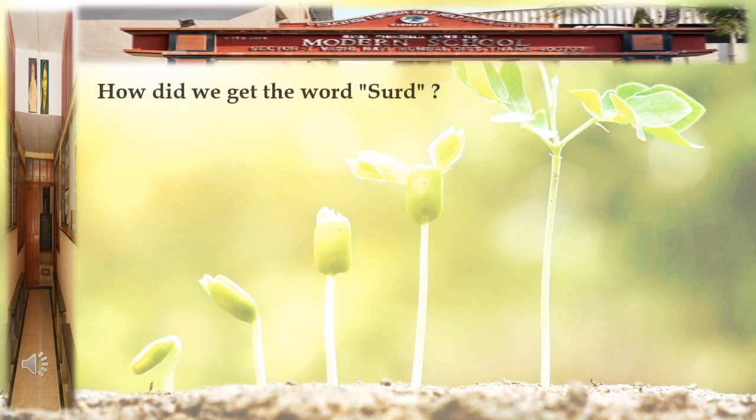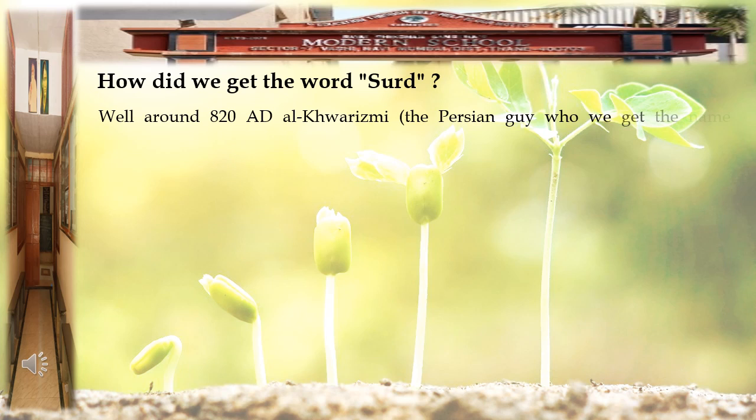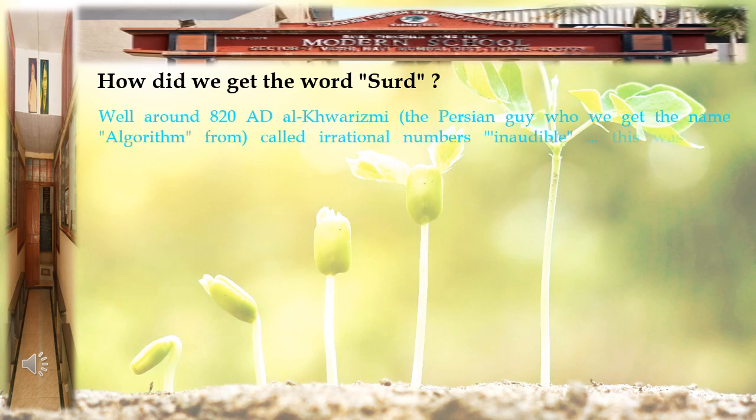How did we get the word surd? Around 820 AD, Al-Khwarizmi, the Persian guy who we get the name algorithm from, called irrational numbers inaudible. This was later translated to Latin surdus, meaning deaf or mute.